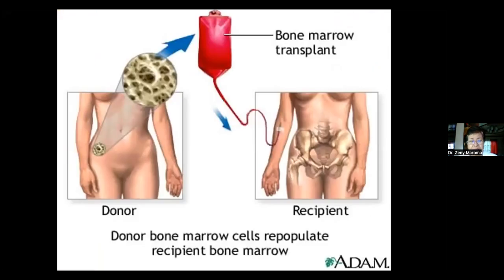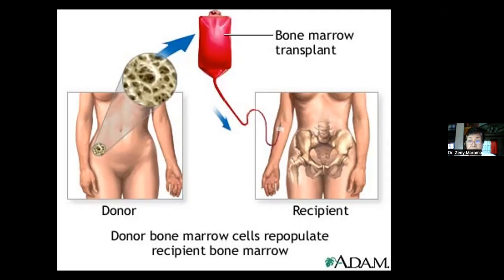So this is the concept of bone marrow transplantation. This is the donor and ito yung ating recipient. So, the bone marrow cells are harvested. The blood is drawn from the donor and run through an apheresis machine to extract the stem cells. Tapos ilalagay in a bag and transfuse IV to the recipient.